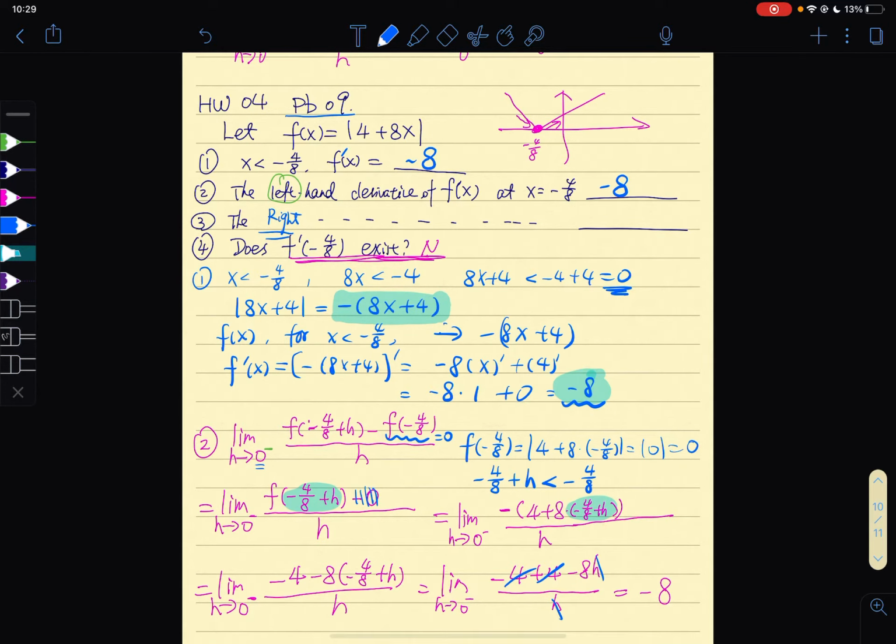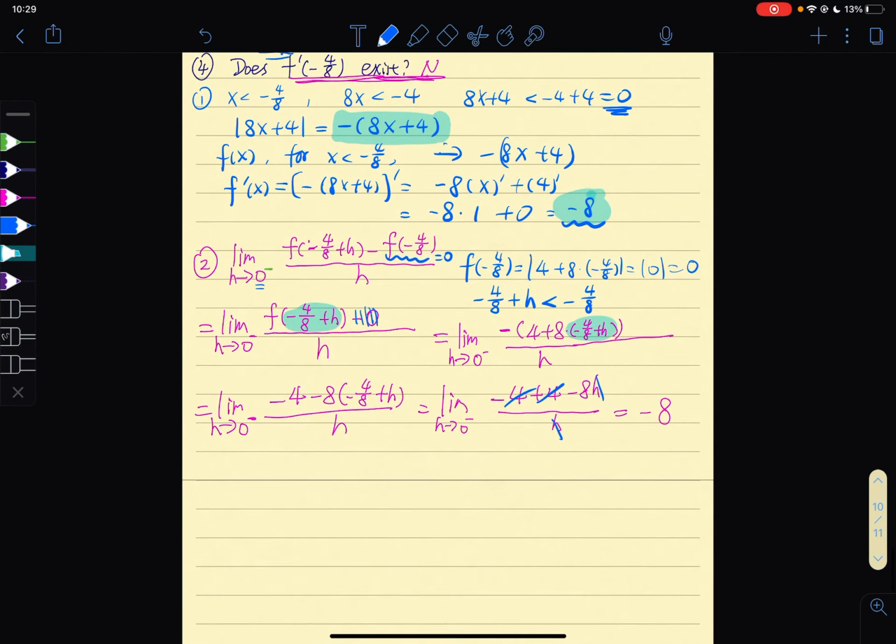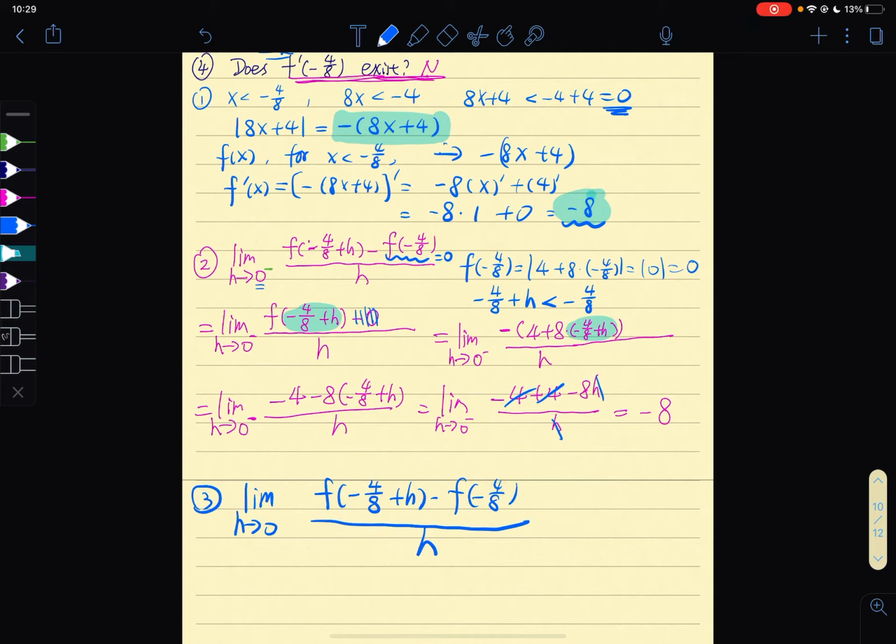And I want to find my right side limit, so I'm going to do some similar calculation. So let's try again. I want to find the limit as h approaches 0 of the function at the point negative 4 over 8 plus h, minus f of negative 4 over 8, divided by h. And this said I want you to approach from the right side. I'm talking about the right side limit. So h is approaching 0 from a positive side. This term, as I calculated in my previous problem, f of negative 4 over 8, if you plug it into your original function, you end up with 0, so I don't have to write it down anymore.